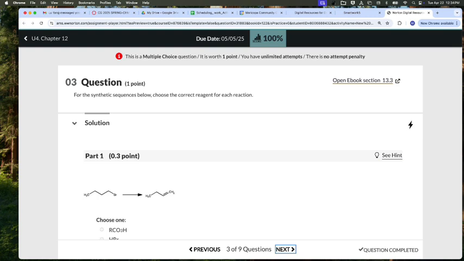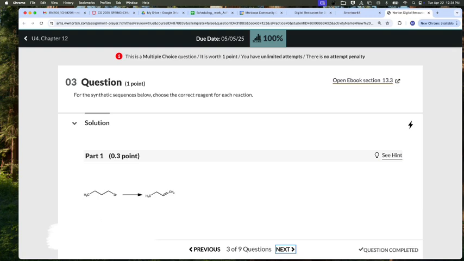Okay, this one's got lots of parts. Fortunately, some answer choices are already there, so we can limit that. Okay, but yeah, the way this one depends. Do you figure out anything on this one? The question is, what's the reagent?